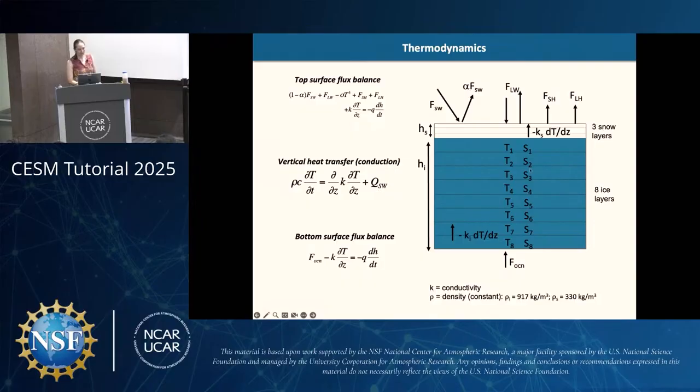So we have temperatures and salinities at each one of these layers. There's a conductivity. You can see these equations here again. They depend on density and conductivity. In our model, density is constant for both snow and ice. And then we also solve a bottom surface flux balance that depends on the flux of heat from the ocean coming into the ice.